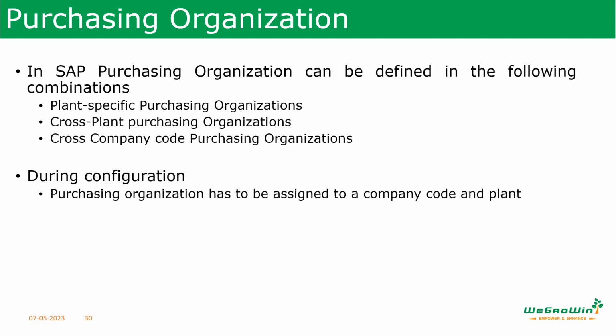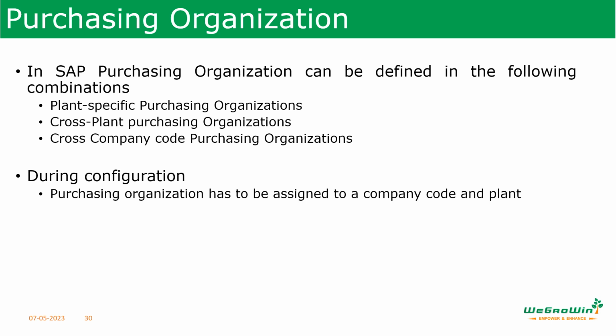In SAP, purchasing organizations can be defined in the following combinations: plant-specific purchasing organization, cross-plant purchasing organization, or cross-company code purchasing organization. So during configuration, a purchasing organization may be assigned to a plant or to a company code. A plant must be assigned to one or more purchasing organizations. As we discussed earlier, a plant is always assigned to a company code. A purchasing organization can be assigned to a company code, but it is not mandatory. Please note, it is not mandatory.